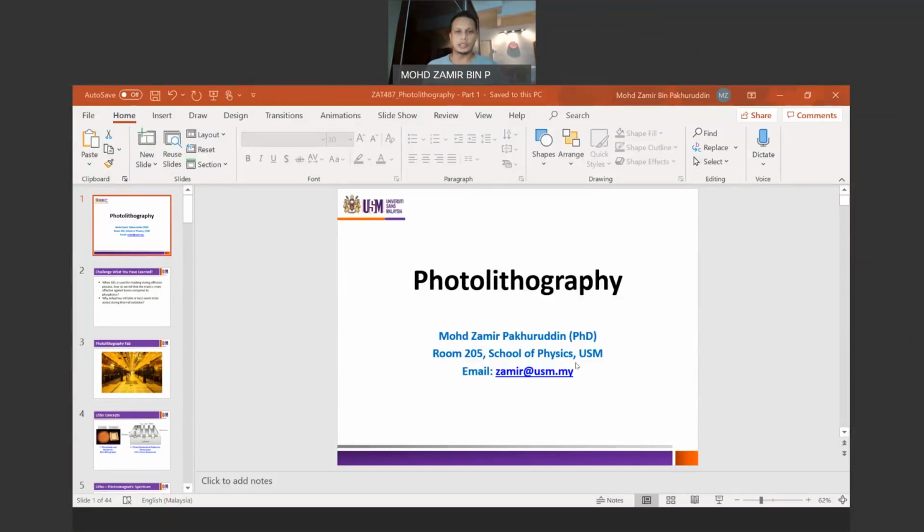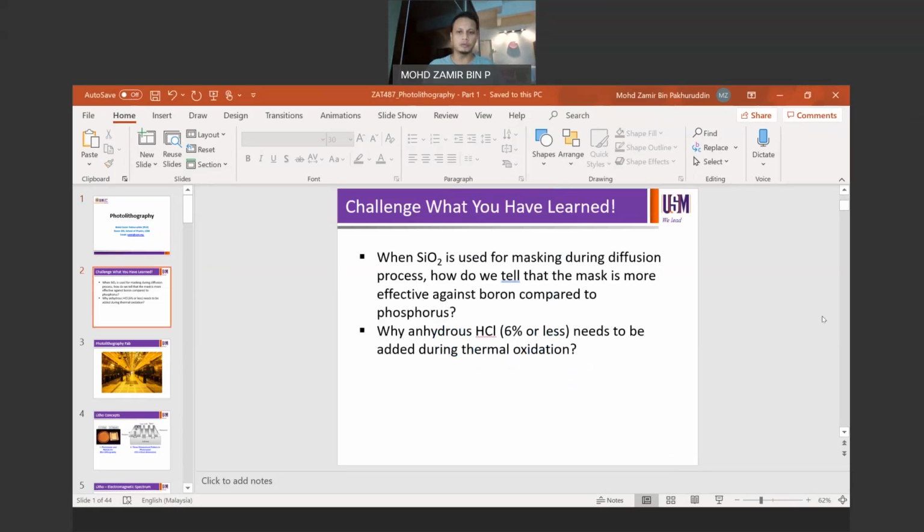As I said last time, we're going to learn about patterning in this subject, and we're going to do patterning on photoresist, and also we're going to learn how to do patterning on silicon dioxide as well. So before we move on, let's just recap what you have learned before.